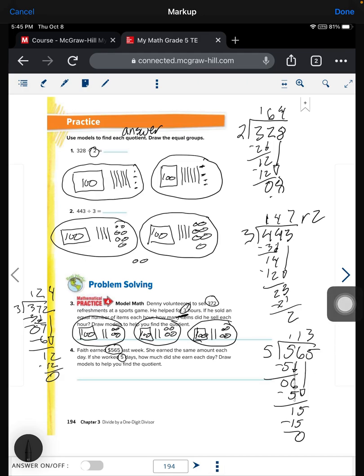Remember, don't do your bubbles first. Draw your base 10 blocks first. So I'm going to have a square. That's going to be my 100. 1, 1, 2, 3, 4, 5. Okay, there's group 1.